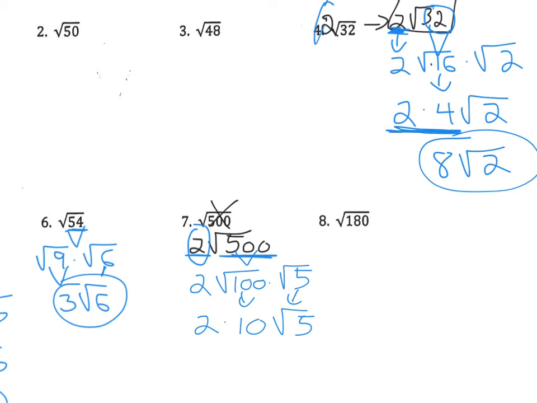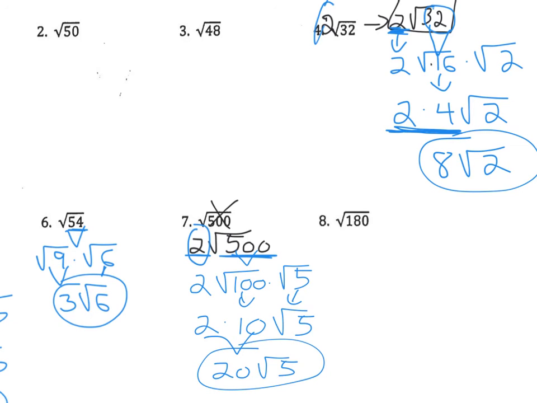And then the last step, I multiply this. 2 times 10 is 20. So we get 20 root 5. And then remember, I can't multiply these because this 20 is on the outside. It's not in the square root, and this is. So this is our answer.